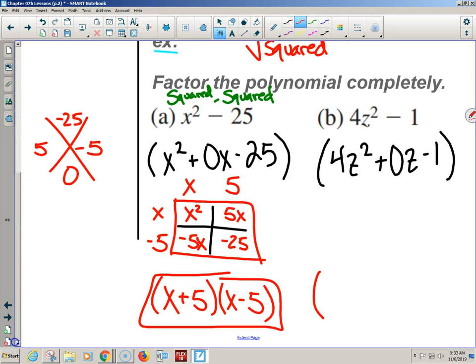What's the square root of 4z squared? 2z. So right away I can get my 2z plus, my 2z minus. I know it's going to fit the pattern. I have to ask myself, what's the square root of this guy?